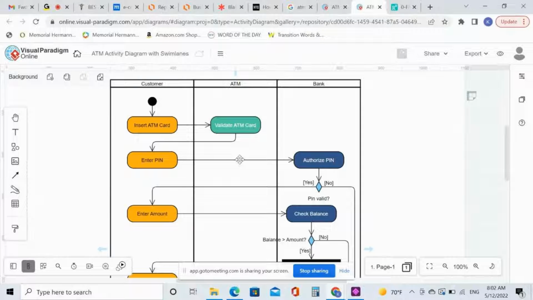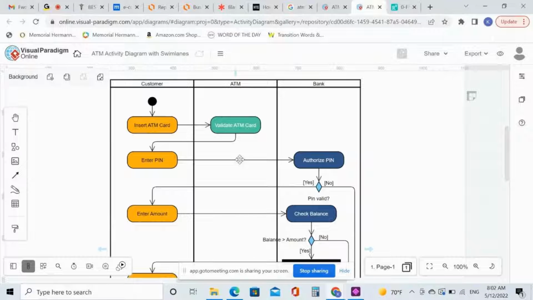I go to the ATM machine and insert my card. Once I enter the ATM card, it validates whether the ATM card is valid or not. Once the validation of my card is done, then I have to enter my PIN.